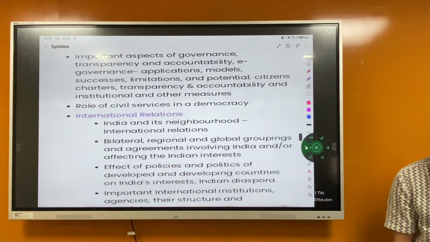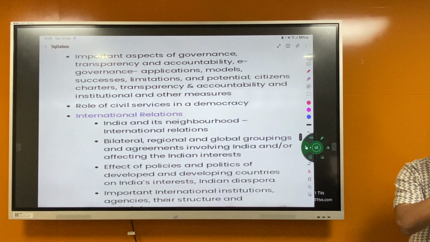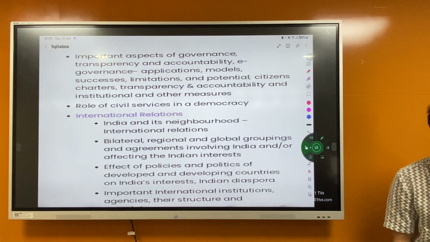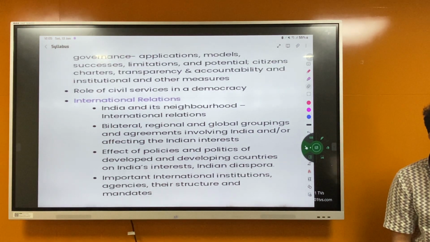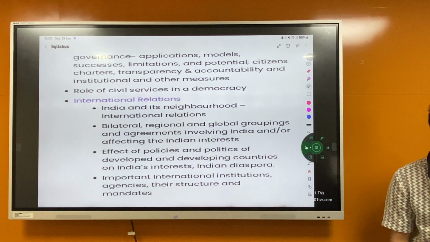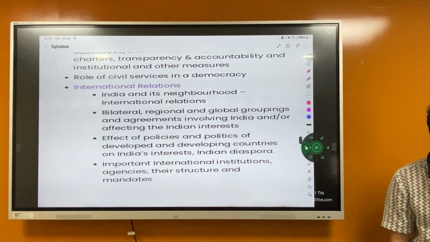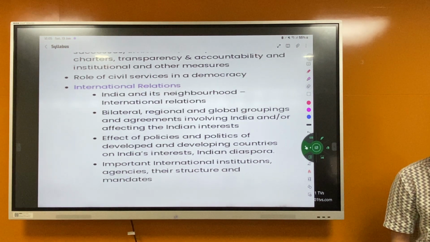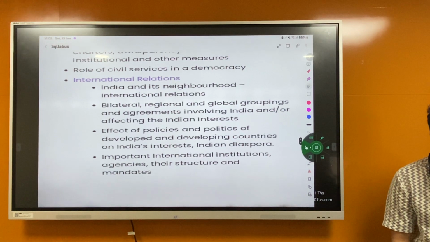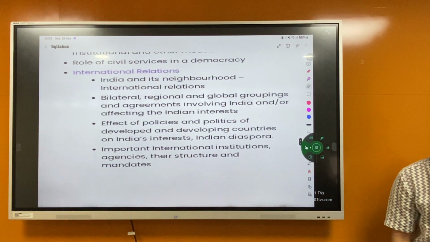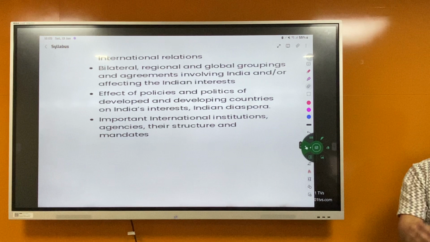Next, the big topic is international relations. India and its neighborhood, international relations, bilateral, regional and global groupings, agreements involving India and/or affecting Indian interests. Next, effects of policies and politics of developed and developing countries on India's interest, Indian diaspora, important international institutions, agencies, their structures and mandates.